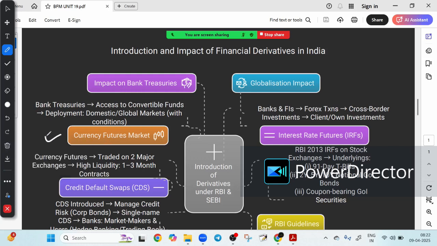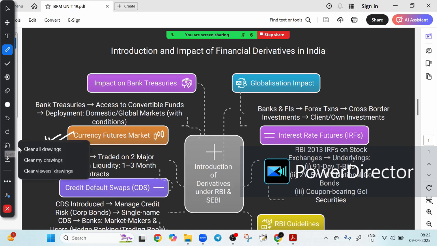Third thing we have is the currency future market. Currency futures are traded on two major Indian exchanges. What are they? So remember, currency futures are traded on two major exchanges, and what are their features? They offer high liquidity, right, and short-term flexibility, typically in 1 to 3 month contracts, which is a go-to choice for corporates and investors managing currency risk, right? So those who are managing currency risk can go to this currency future market. This is a very good choice for them.